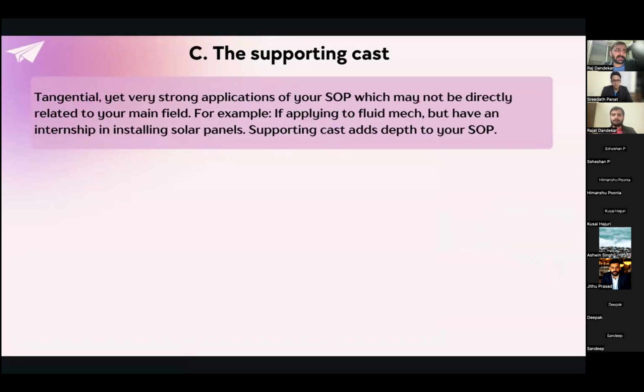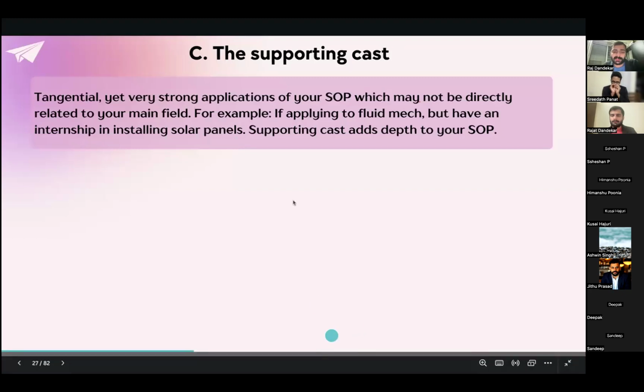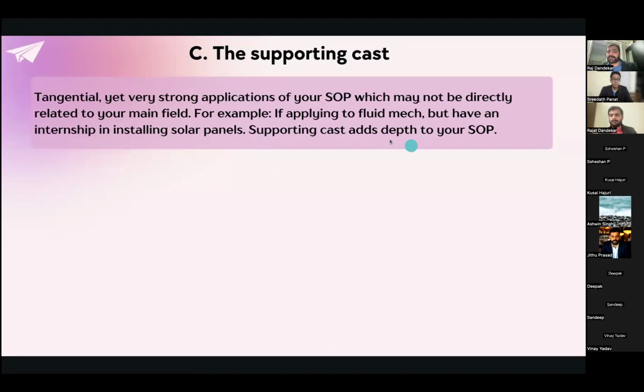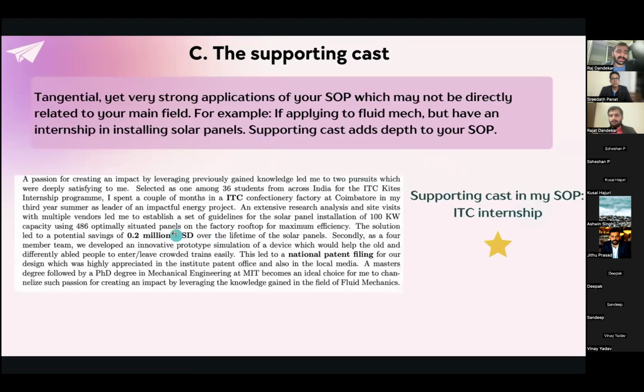Basically, all the things which we do in our undergraduate are not related to our thread, right? There are some random things which all of us have done, random yet impactful things. For example, I was applying to fluid mechanics, but I had an internship in installing solar panels. Now, installing solar panels is not related to my thread at all. But here is how I added it in my SOP. I use the sandwich technique.